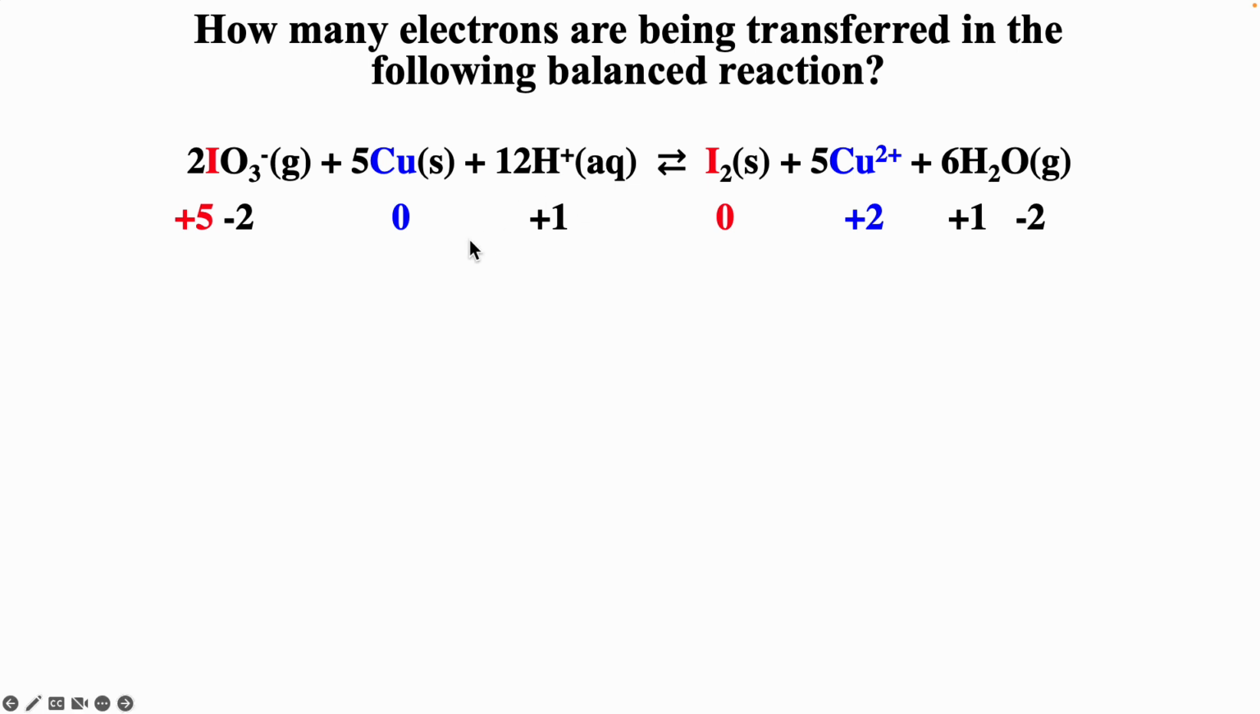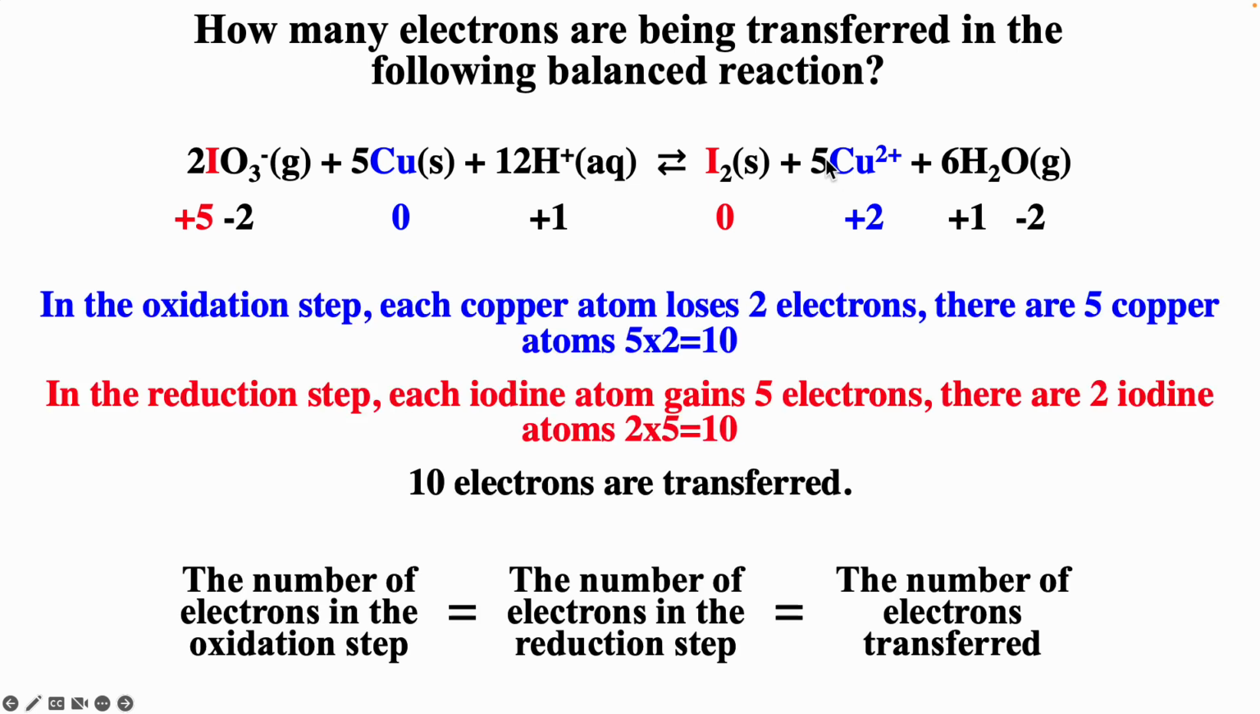Now you could also be asked how many electrons are being transferred. And so the copper, each copper is losing 2 electrons. And you have 5 copper, so 5 times 2 gives us 10. Now for the iodine, each iodine is gaining 5. You got 2 iodine in the reaction. 2 times 5 is 10. And so you have a transfer of 10 electrons.